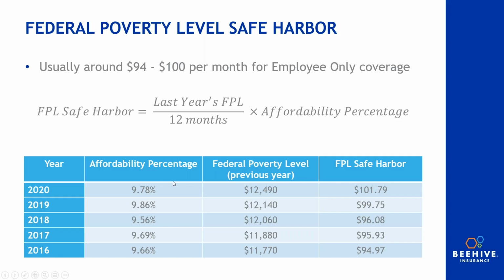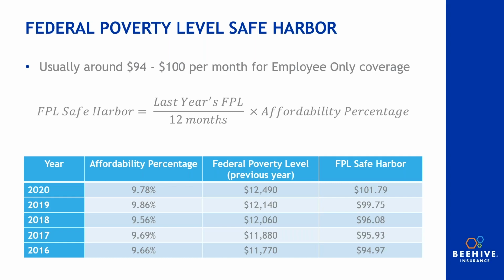So when we put our affordability percentage and our federal poverty level, here is the safe harbor amount we get for each year. So for this year, if your employee-only costs less than or equal to $101.79, then you can use the federal poverty level safe harbor. If it costs more than that, then you cannot use the federal poverty level safe harbor. So you can see how it has changed throughout the years. And right now it seems to be rising just a little bit each year. So that is our federal poverty level safe harbor.